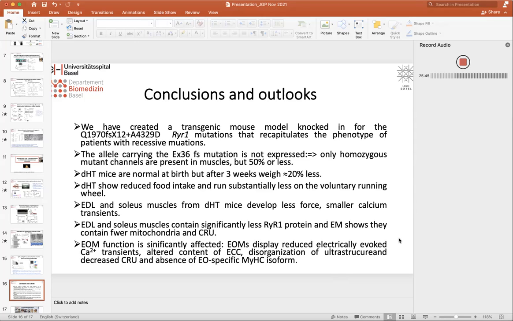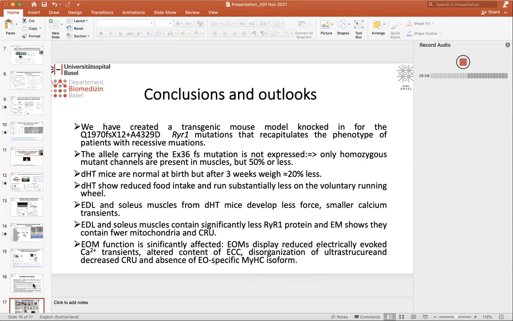Z line. We also showed that the extraocular muscle function is significantly affected. They display reduced electrically evoked calcium transient, altered content of ECC coupling proteins, disorganization of the ultrastructure, and importantly, the absence of the extraocular muscle-specific myosin heavy chain 13 isoform.